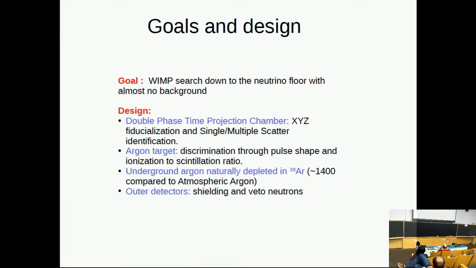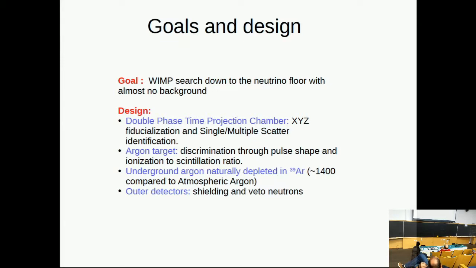The target is the argon. And the discrimination will be through pulse shape and the ionization to scintillation ratio, the S2 over S1. So Xenon uses the S2 over S1 ratio, but argon also has pulse shape discrimination. And also, it uses underground argon naturally depleted in argon-39.